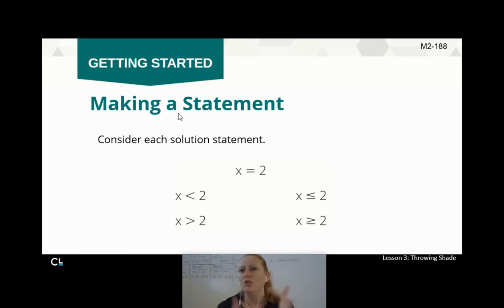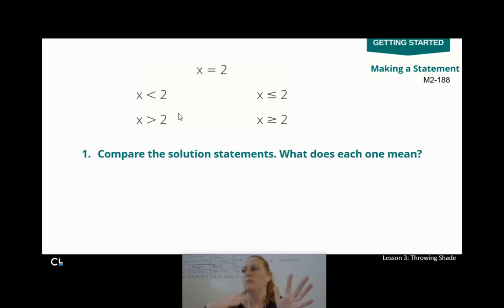We have x equals 2, x is less than 2, x is greater than 2, x is less than or equal to 2, x is greater than or equal to 2. Can you just real quick discuss with somebody or maybe make some notes? Can you compare all of these five different solution statements? What exactly does each one mean? Go ahead and hit pause, talk to somebody or jot down your thoughts, and then hit play to keep going.